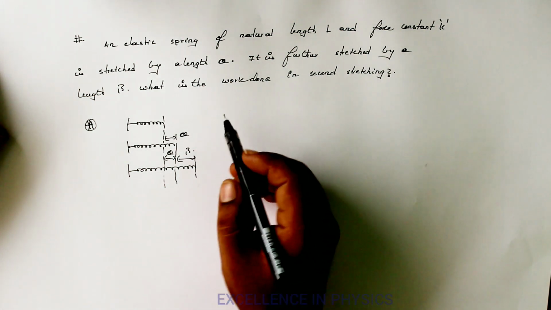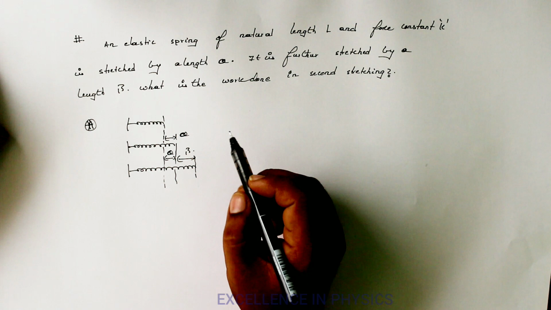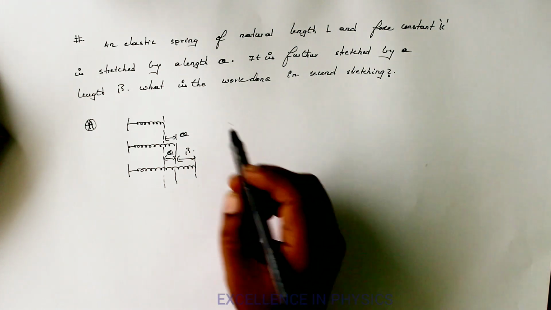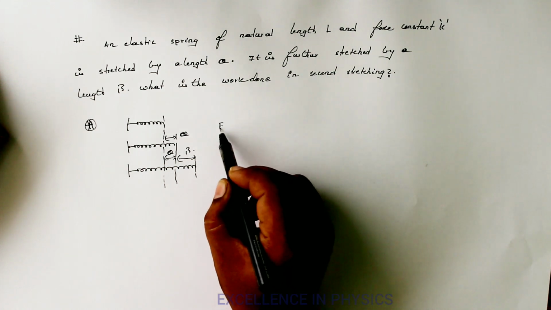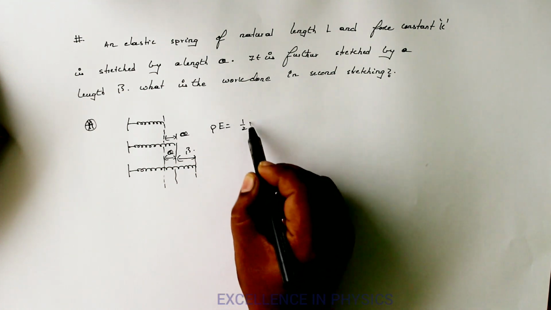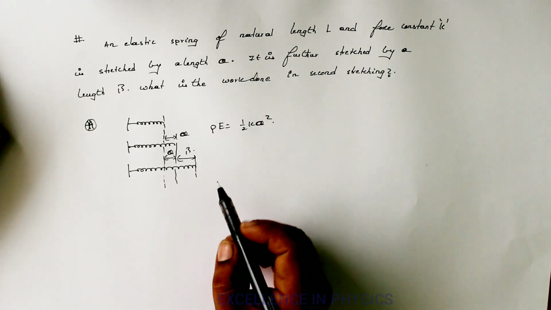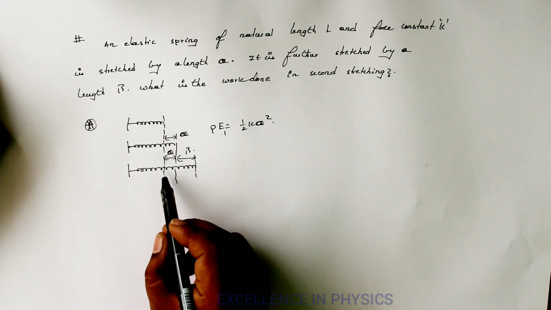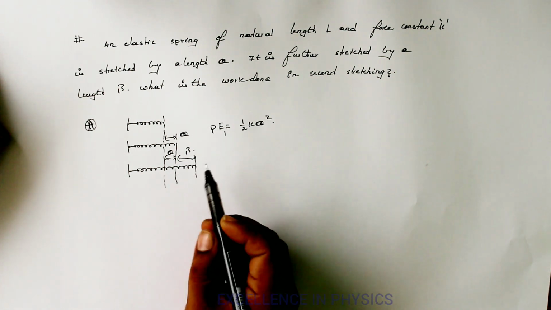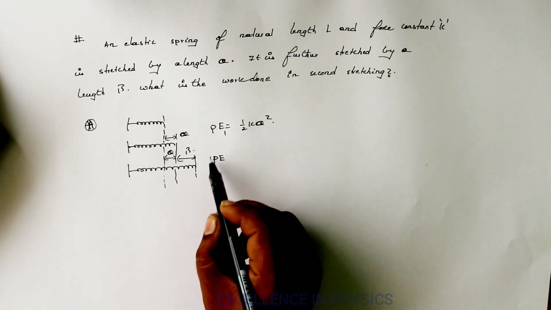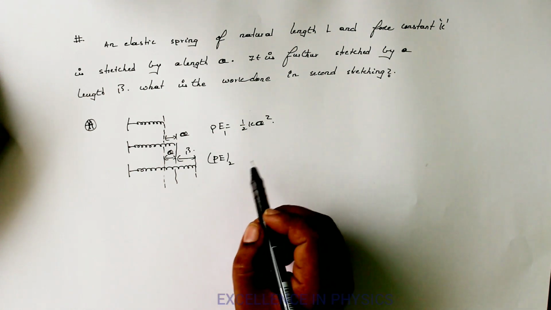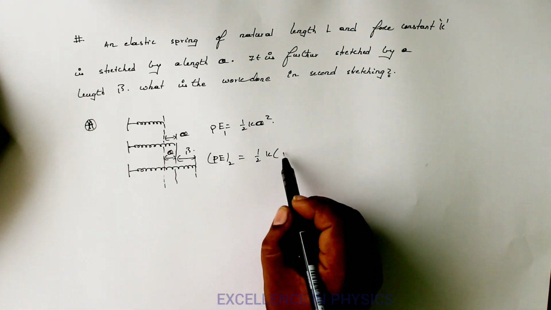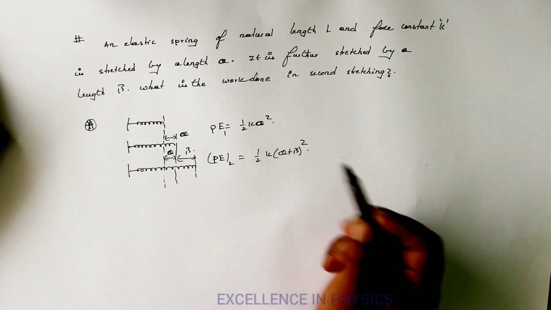So for case number 1, the work which we have done in stretching the spring will be stored as potential energy inside the spring. Therefore, the energy stored in the spring can be written as half k alpha square. So this is PE1. Similarly, to stretch a complete length of alpha plus beta, the work done will again be stored as potential energy 2 in the spring, which I can write as half into k into, now the total stretching is alpha plus beta, whole square.